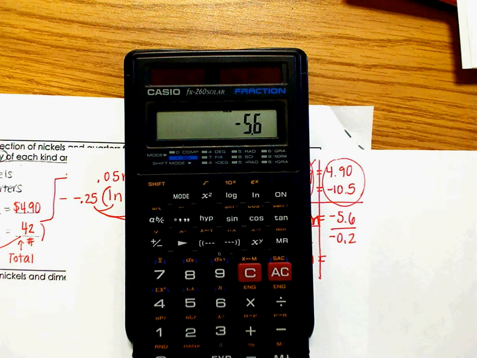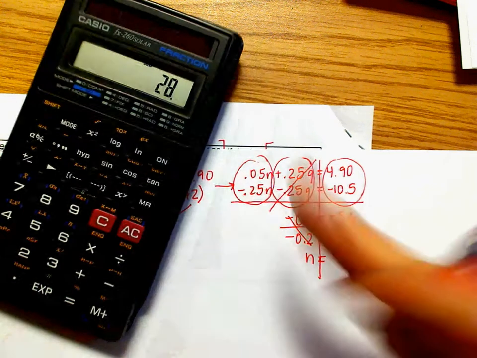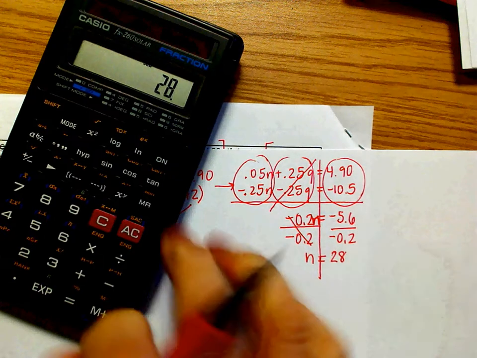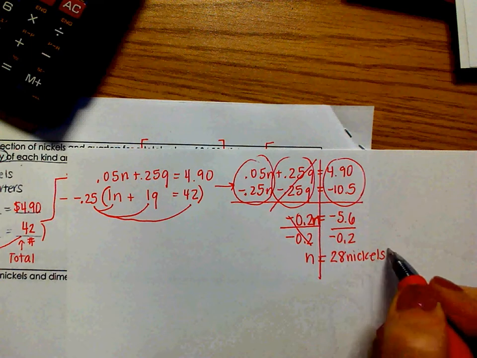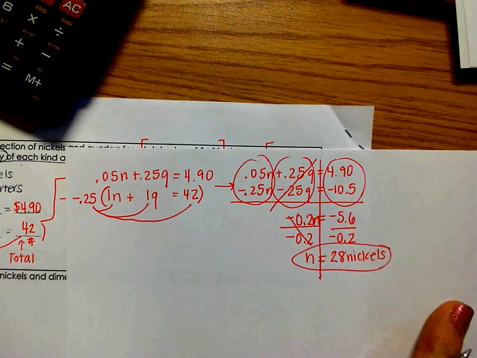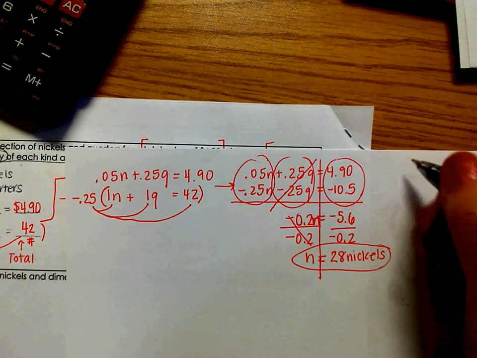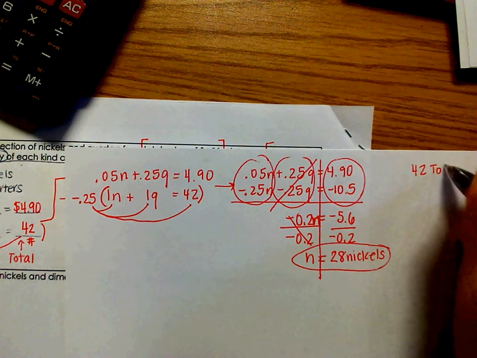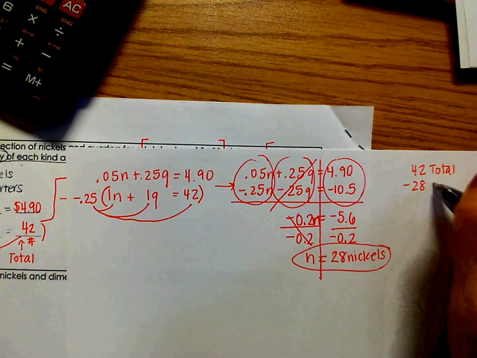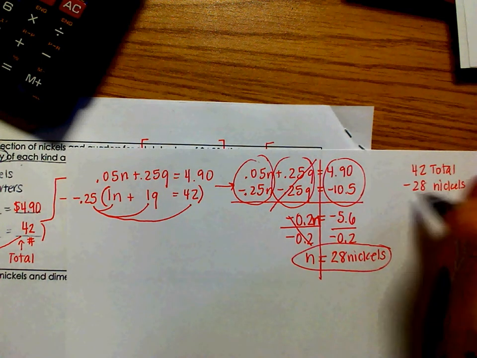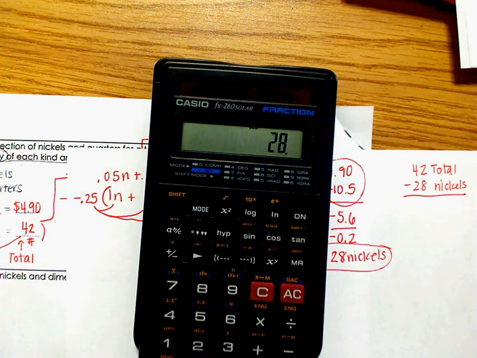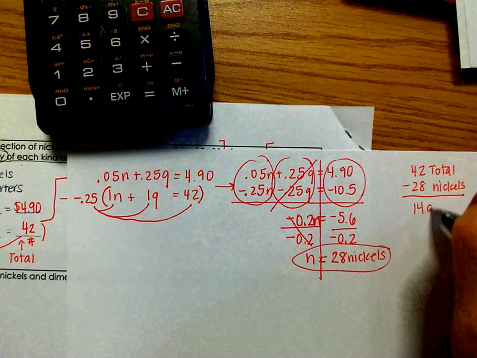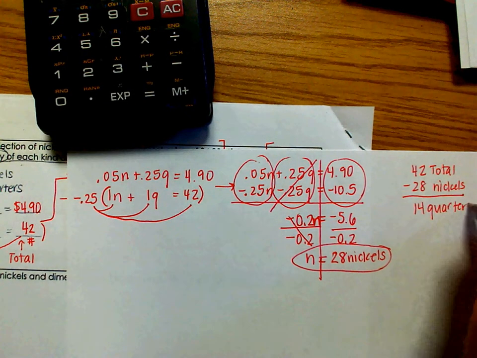Divided by 0.2 negative equals 28. So I must have 28 nickels. All right. And then you can say, well, if I have 28 nickels, let's see, 42 total minus 28 nickels should give me how many quarters? So 42 minus 28 is 14 quarters. So that's one way to find your answer if you wanted to show work that way.